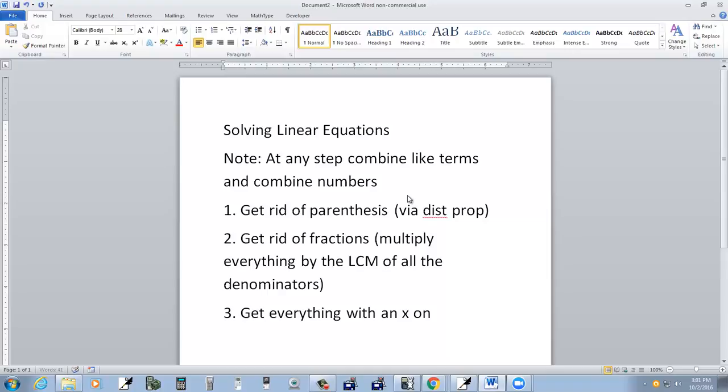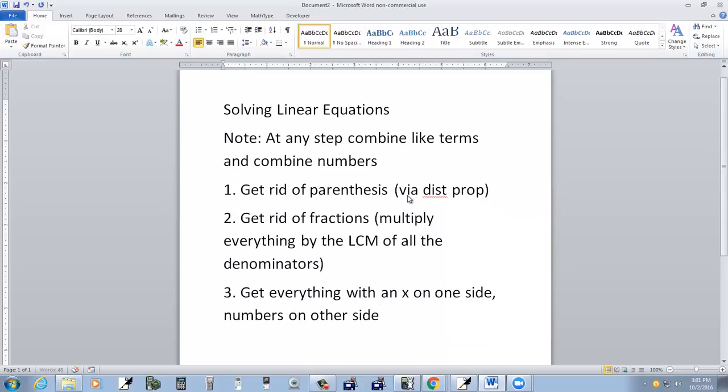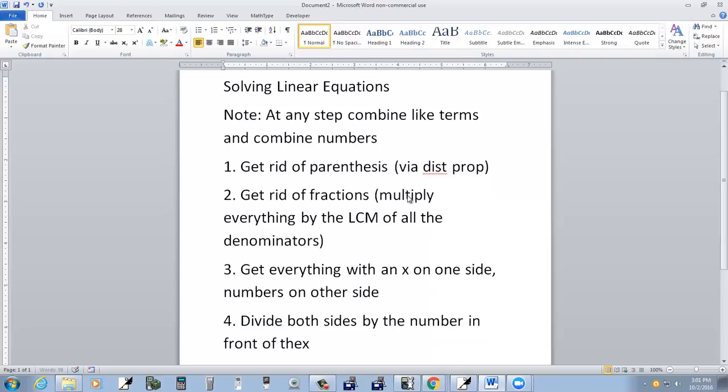with an X on one side, numbers on the other side. I'm talking about terms, so get all the variable terms on one side, constant terms on the other. Step 4, divide both sides by the number in front of the X. That's the coefficient.